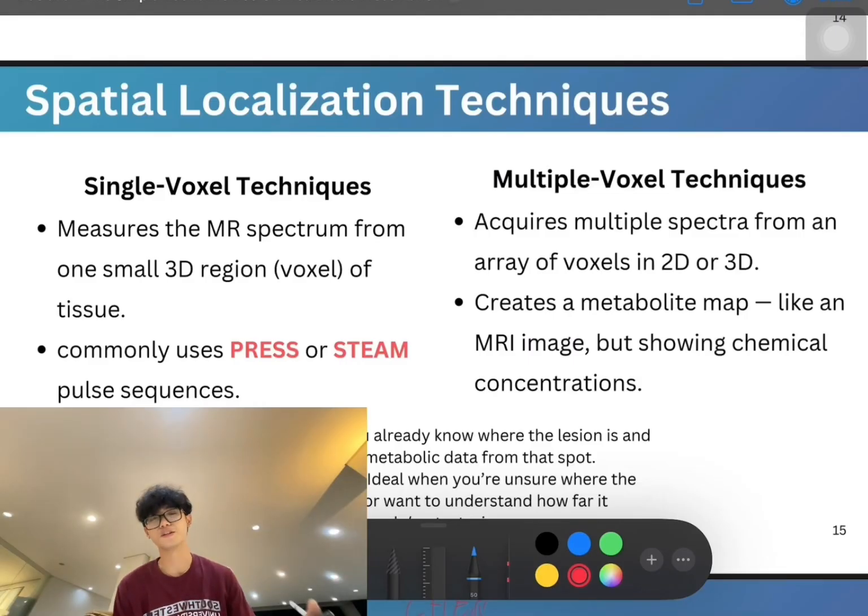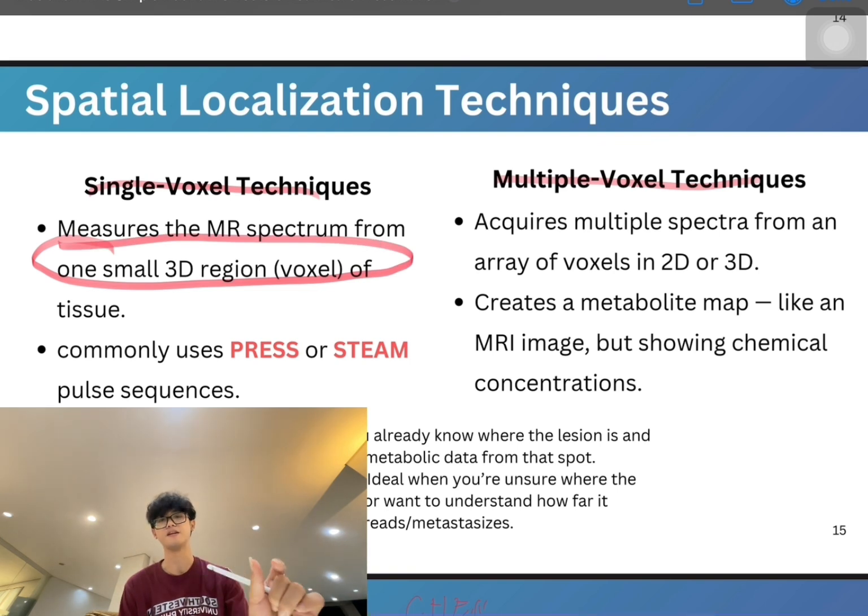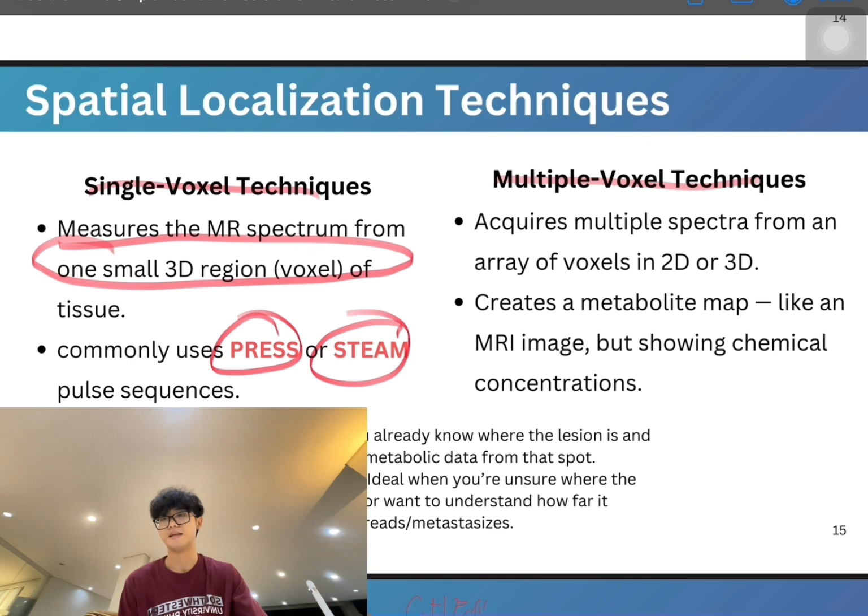So for spatial localization techniques, there are two commonly used techniques, which are single voxel and multiple voxel. They have different usages and also functions. For a single voxel, from its name itself, it only acquires a single voxel or a specific 3D region of the tissue, which is commonly used in STEAM and PRESS pulse sequences. It has a high signal-to-noise ratio since it acquires a small specific region of the pathology. However, it lacks tissue heterogeneity since it only focuses on a specific localization.